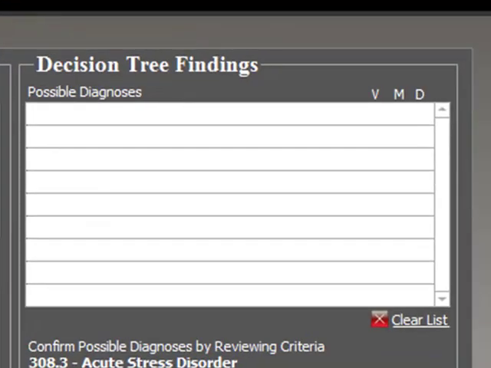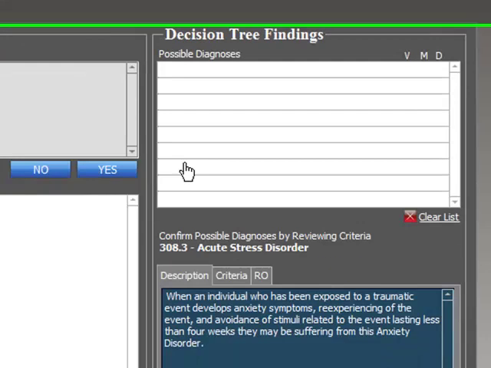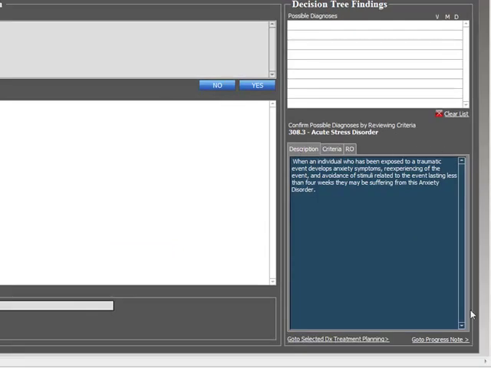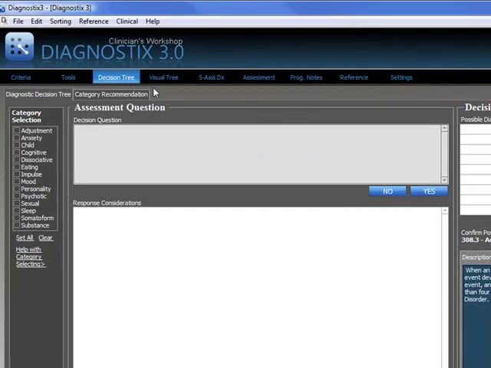Based upon how you answer these decision questions, different diagnoses will then be suggested to you in the possible diagnostics or diagnoses section, things to look at in the criteria and the description and the rule outs based upon how you've been answering these questions. So that's kind of how the general function of it works. Let's go back to the beginning though, category selections.